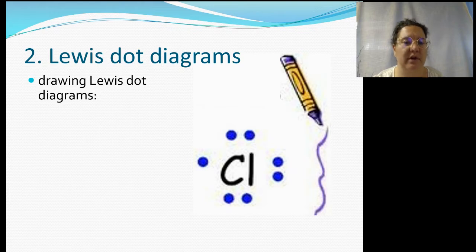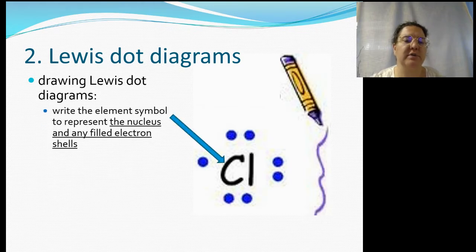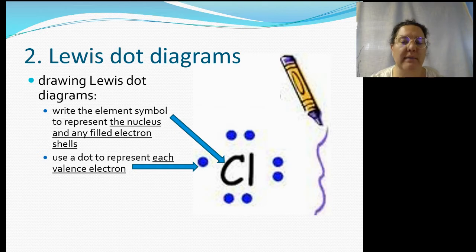So when we're drawing Lewis dot diagrams, the first thing you're going to do is write the element symbol to represent the nucleus and any filled electron shells. So here's chlorine. Now, chlorine, if we looked at our periodic table, is going to be the 7th element over from the left, so it's going to have 7 valence electrons.